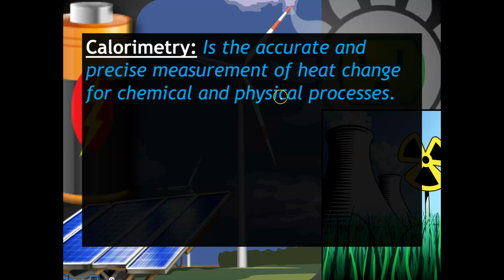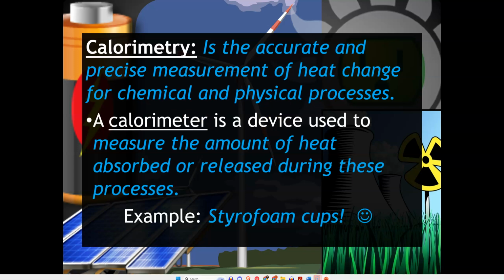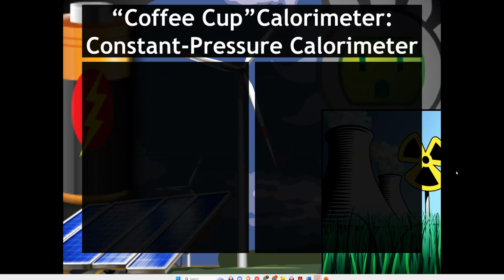Calorimetry is the accurate and precise measurement of heat change for physical and chemical processes. If you think of a calorimeter, it's basically a device that measures how much heat is being absorbed or released. Think of your styrofoam cups as an example. Whenever you're drinking your favorite beverage, you want to see how much heat is being transferred from one object to another. So let's talk about a coffee cup calorimeter and a constant pressure calorimeter.